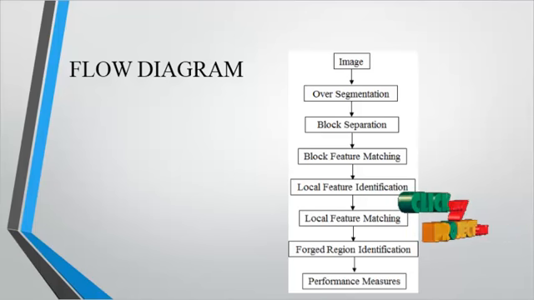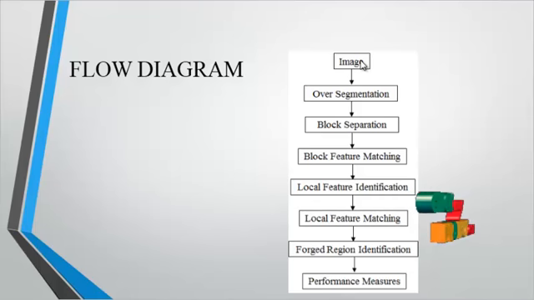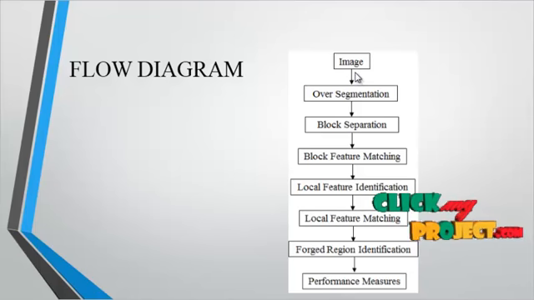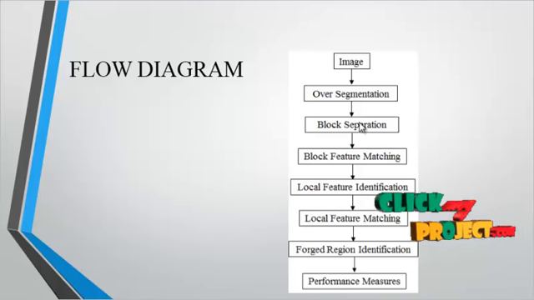Now we discuss the flow diagram for the process. This is the overall flow diagram for the process for tampering detection. At first, the input image is taken from the dataset. The dataset is the folder which consists of several images which undergo the process. After getting the input image from the dataset, the over segmentation is carried out. In the over segmentation block, the segmentation is carried out. After the over segmentation, the block separation is carried out.